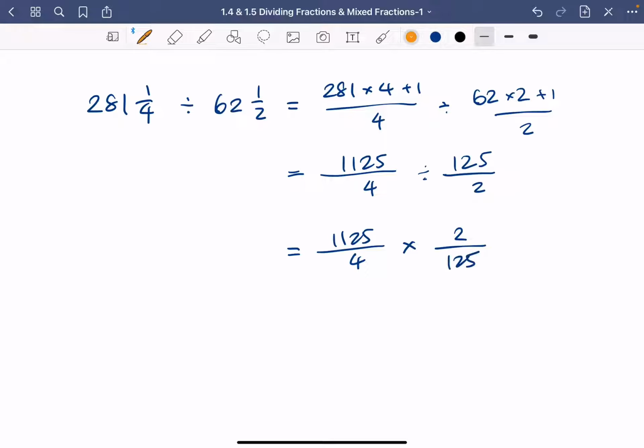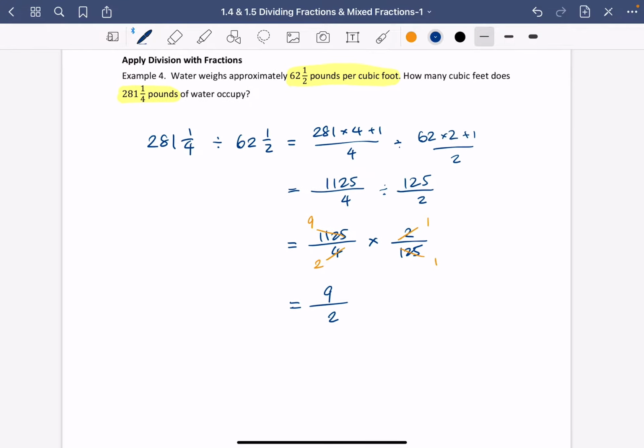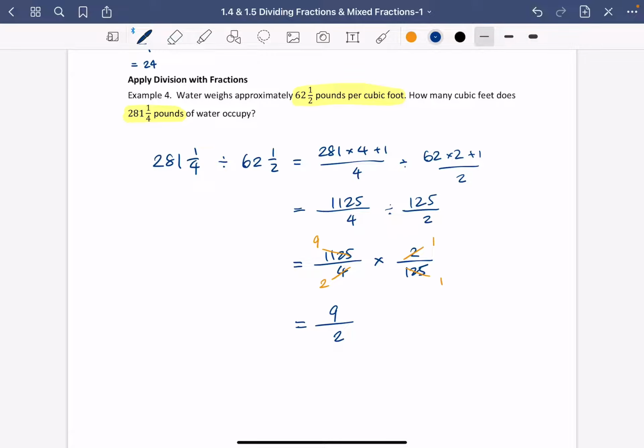So cancel out any common factors there are. 4 divided by 2 is 2, 2 divided by 2 is 1, and then 1125 and 125, they have a common factor of 125. So if we divide that, it's equal to 1, and that is equal to 9. And so 9 times 1 is 9, 2 times 1 is 2. My final answer is 9 over 2. So there are 9 over 2 cubic feet.